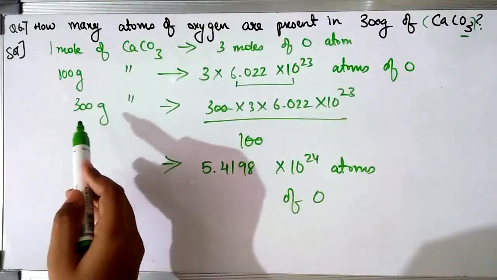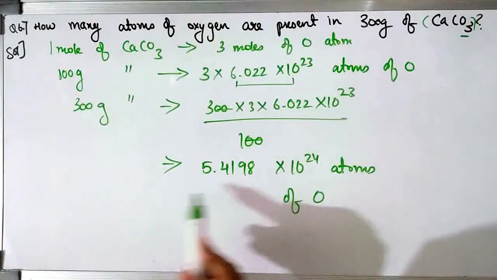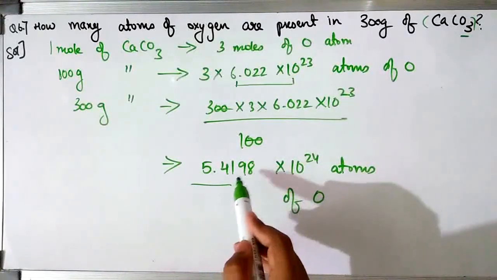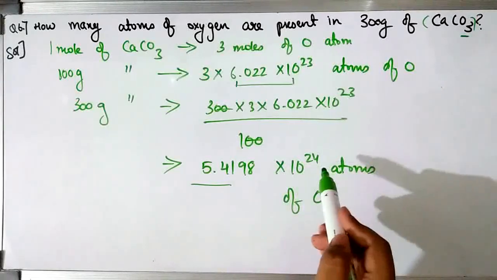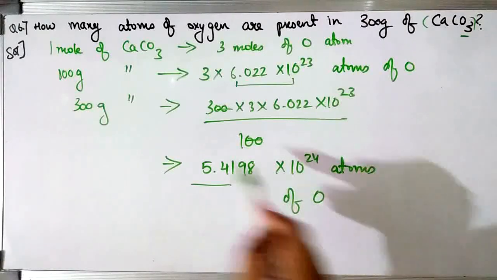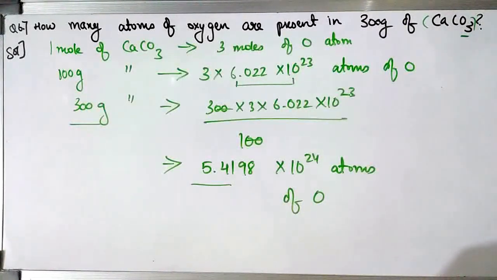So for 300 gram, we are going to do 300 into this number divided by 100. And the final number of atoms we get is 5.4198 into 10 to the power 24 atoms of oxygen. So these many atoms of oxygen are present in 300 grams of calcium carbonate.